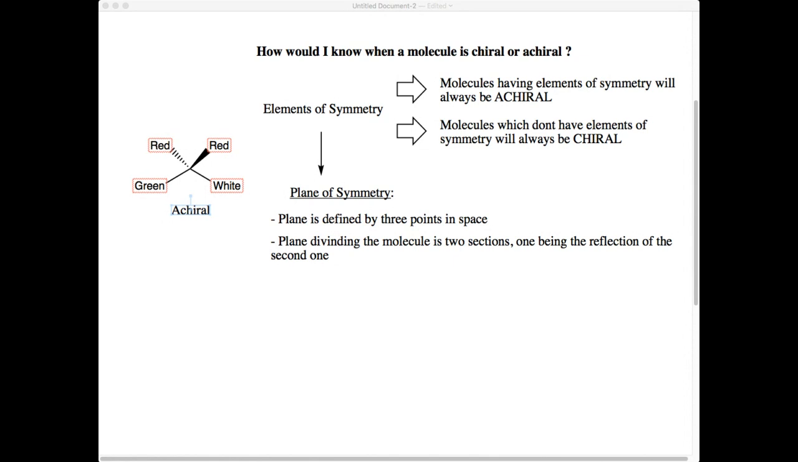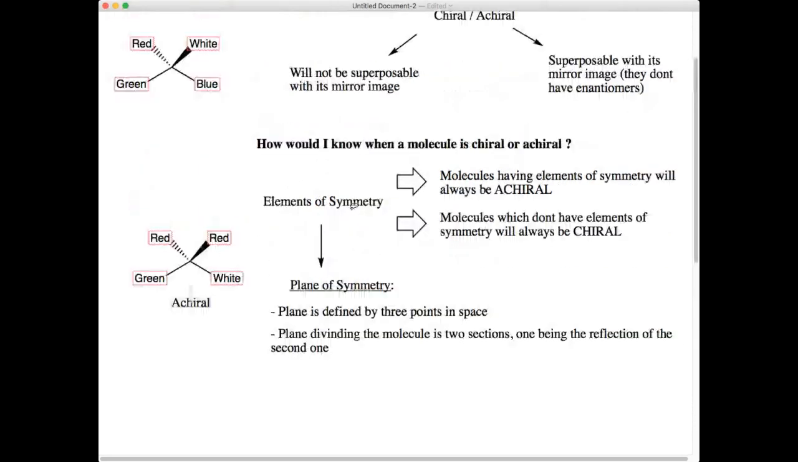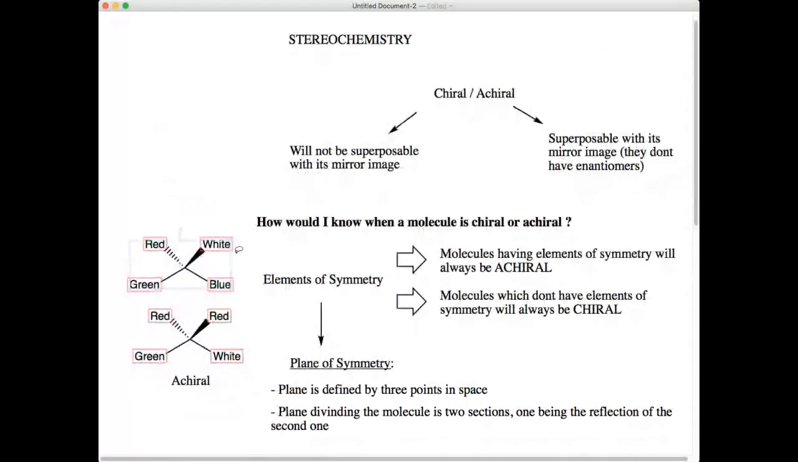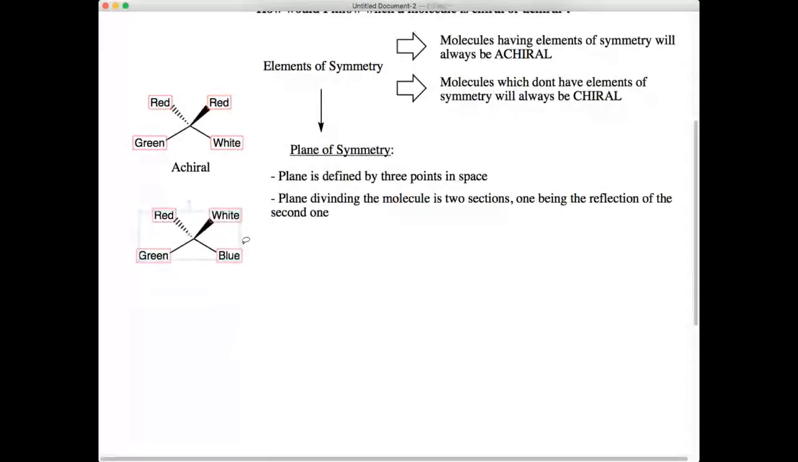So once again, I have another molecule here. You see how this molecule has 4 different groups: white, red, blue, and green. You can see it on the screen as well. So guys, do you see any element of symmetry in this molecule? Is there any element of symmetry in the molecule?